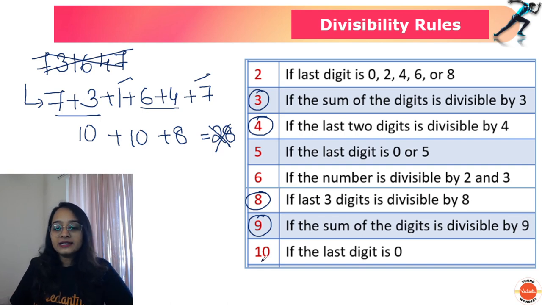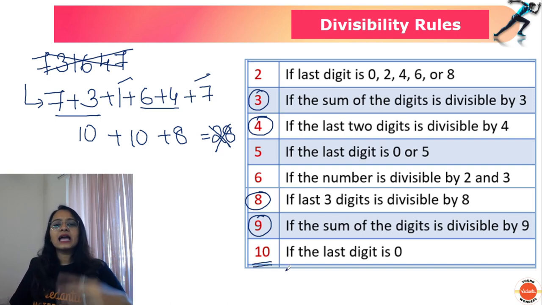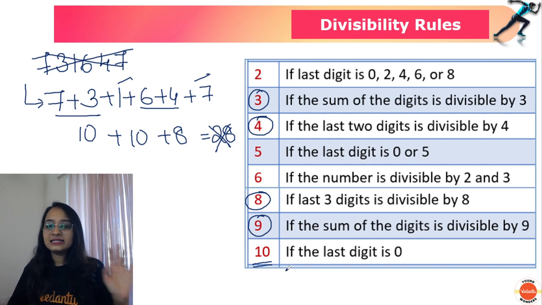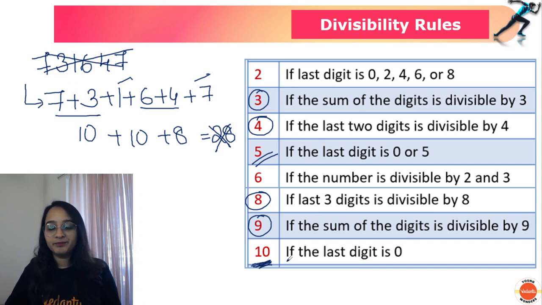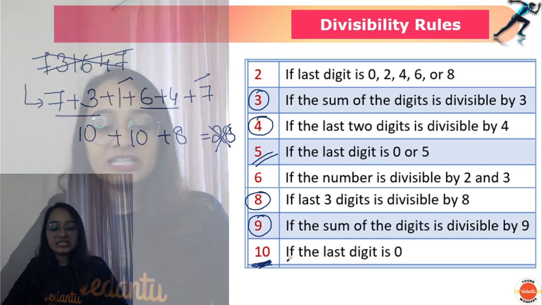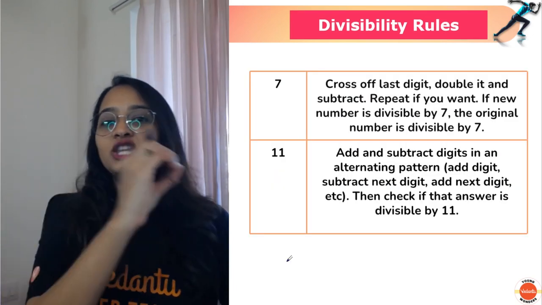Okay? Now 10 ka aata hai, the last digit has to be 0. Agar last digit 0 hai, then it is divisible by 5. It is also divisible by 10. But the rule for 10 is, the last digit has to be 0.